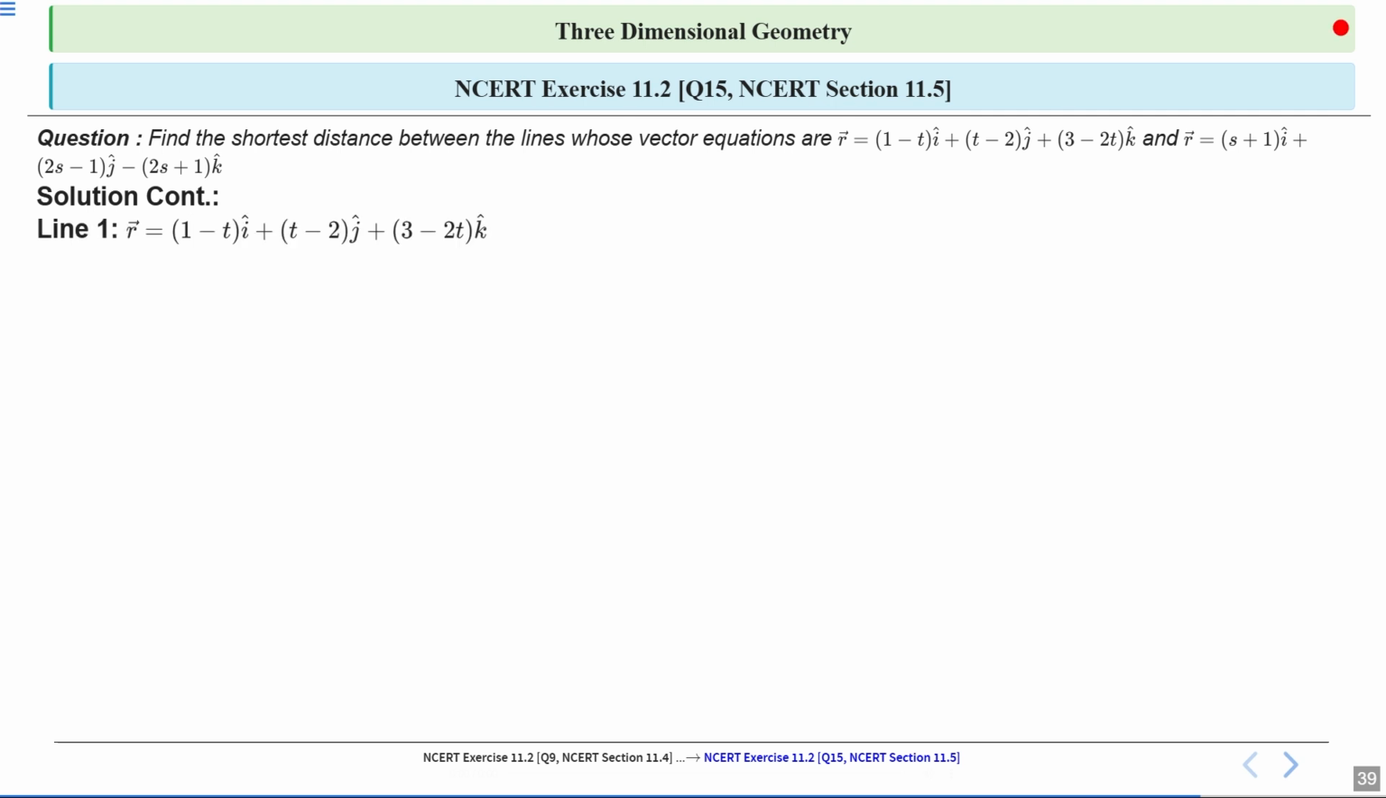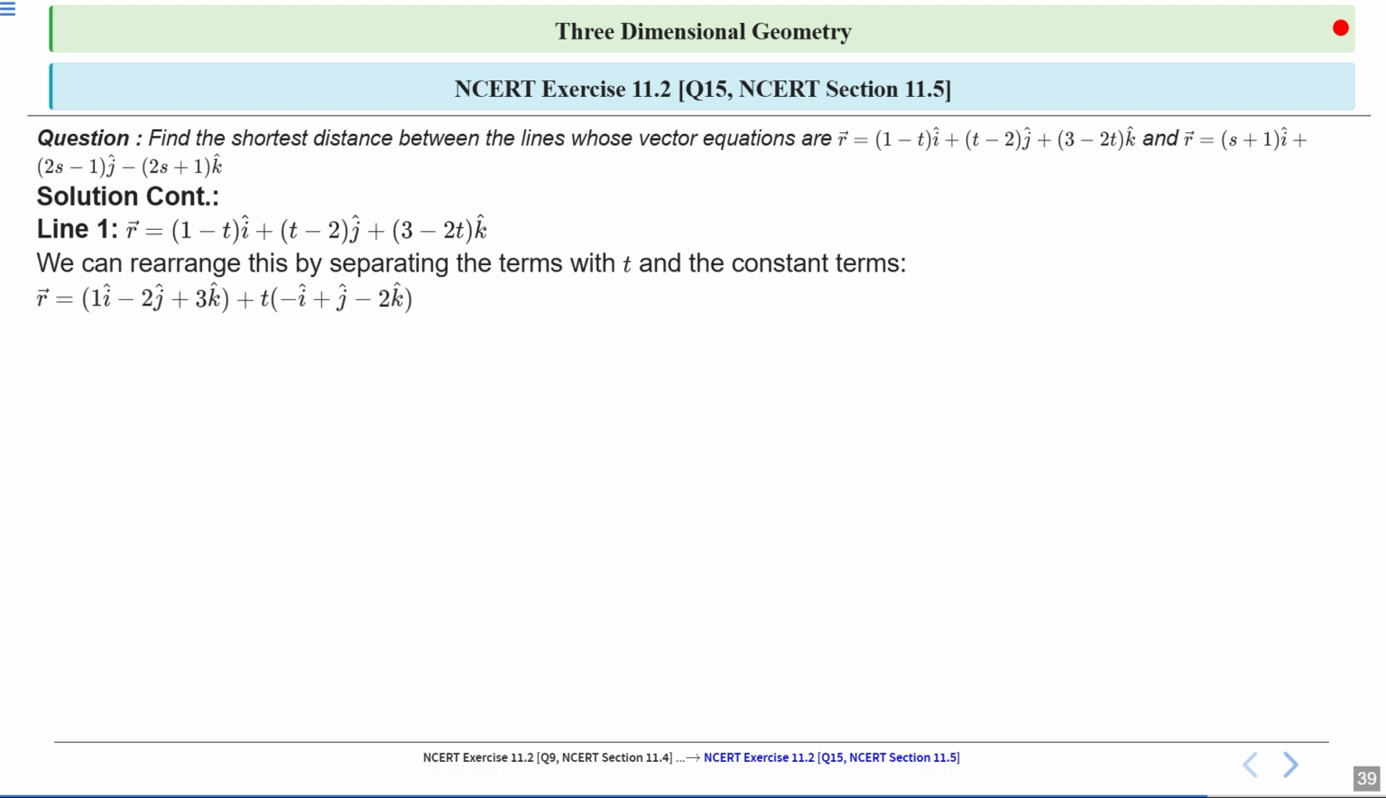So line 1, r vector is equal to (1 minus t) i cap plus (t minus 2) j cap plus (3 minus 2t) k cap, right? So we can rearrange this by separating the terms with t and constant terms. So r vector can be written as 1 i cap minus 2 j cap plus 3 k cap plus t times (minus i cap plus j cap minus 2 k cap), right? So for line 1, a1 vector is equal to i cap minus 2 j cap plus 3 k cap. b1 vector will be equal to minus i cap plus j cap minus 2 k cap.